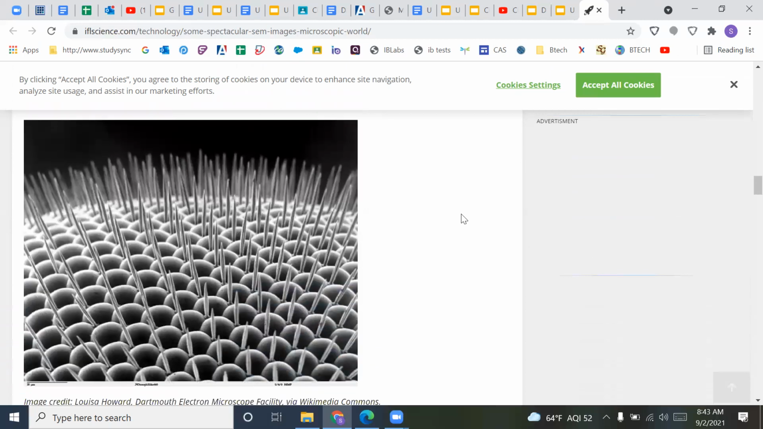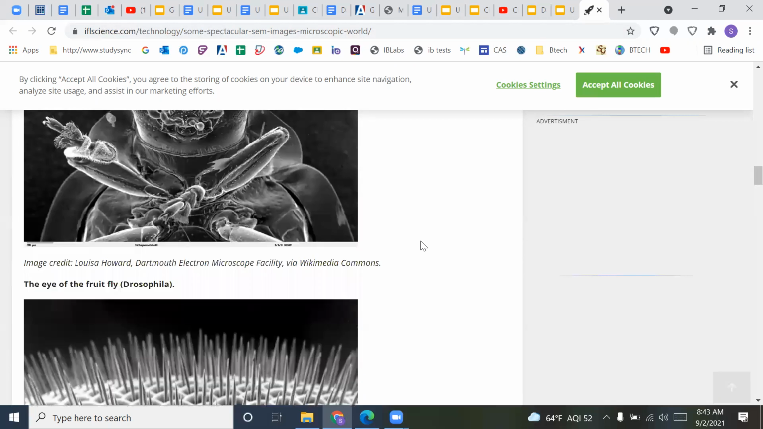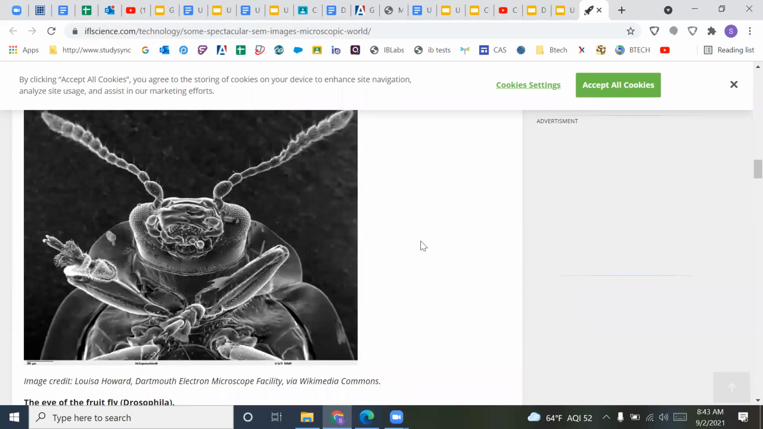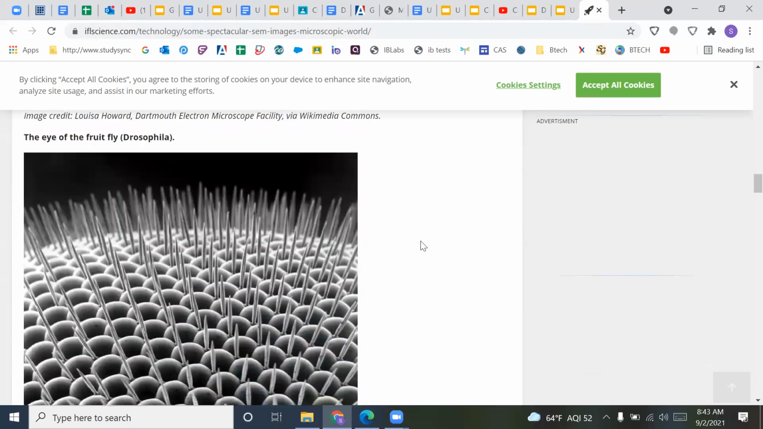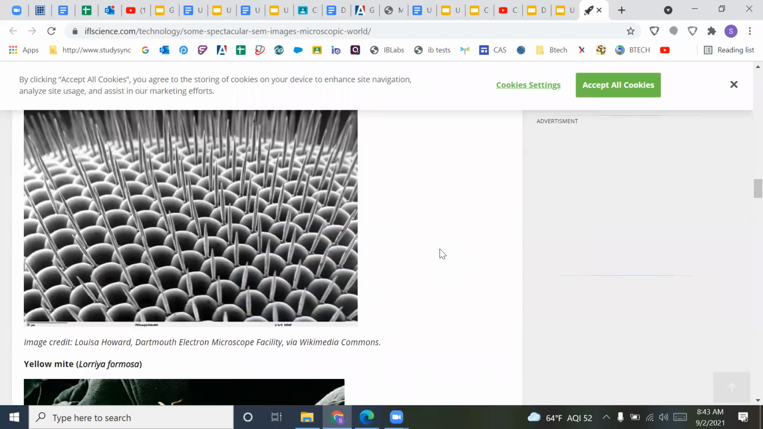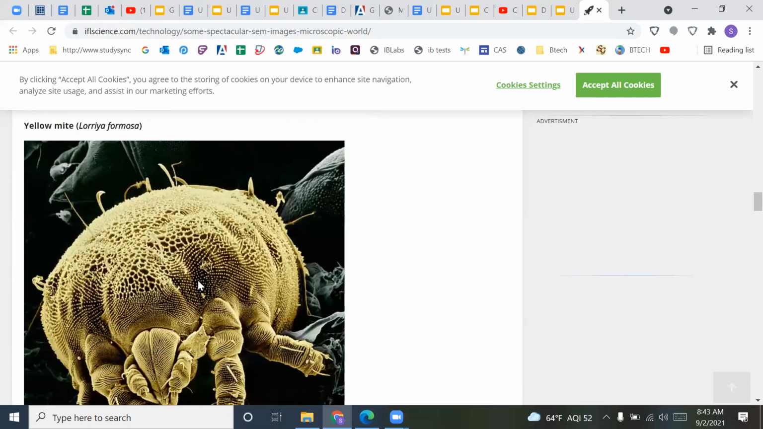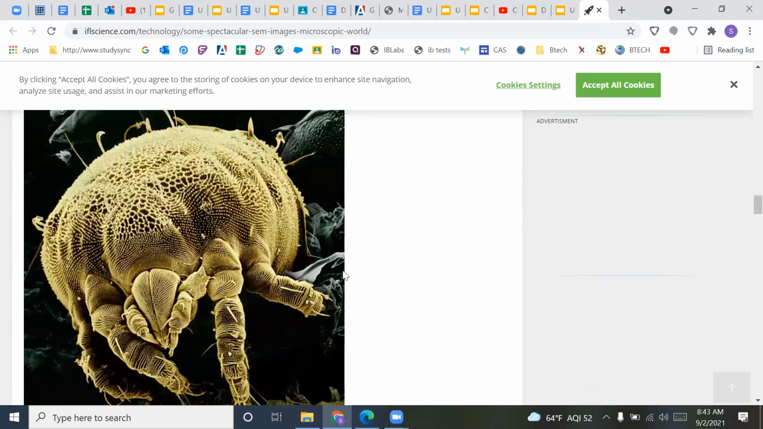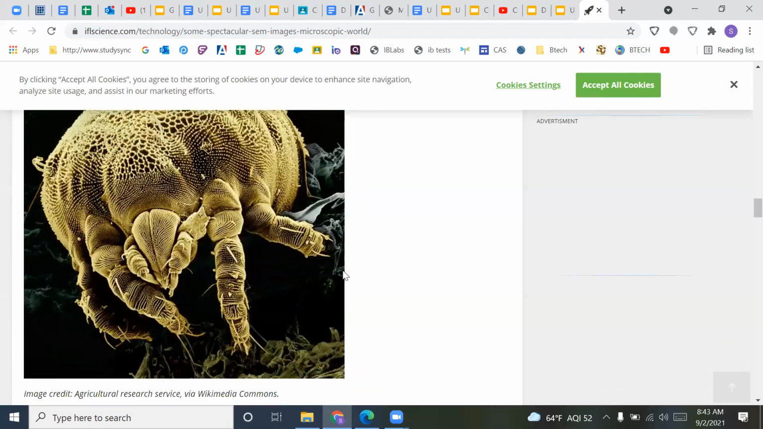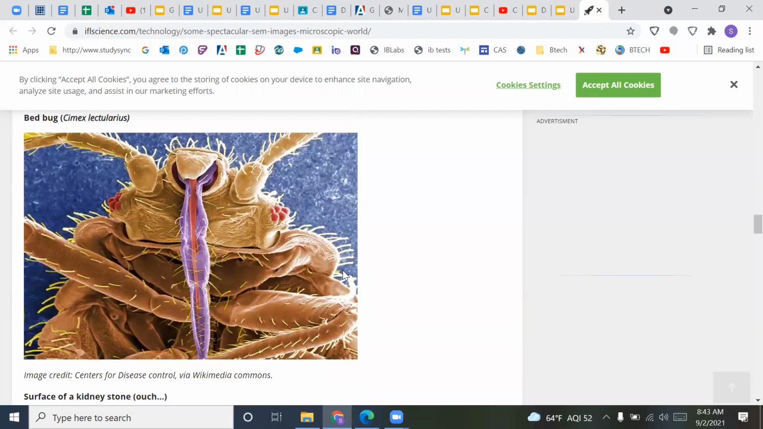Fruit fly. I think this is an amazing picture, especially if you're not great at drawing and drawing this stresses you out because there's too much. Maybe drawing this is a lot easier. Okay, so that's kind of cool. And then you would just have to draw a fruit fly, which could be fun. Here's a mite. This is a bed bug. Notice its long sucker.